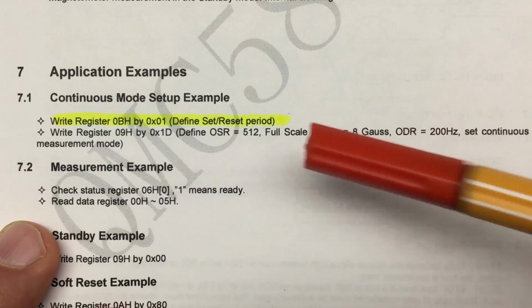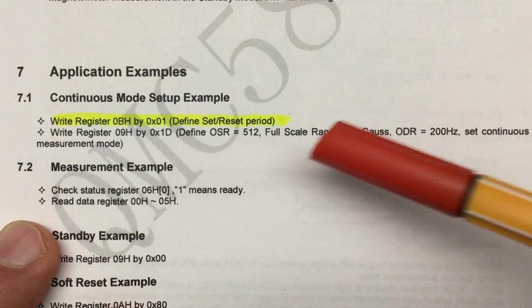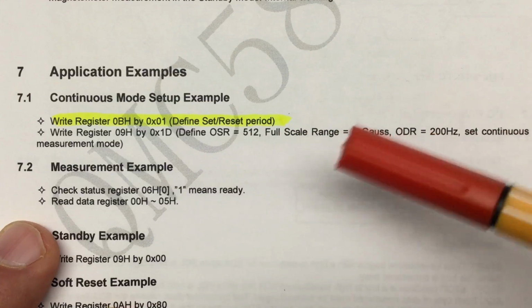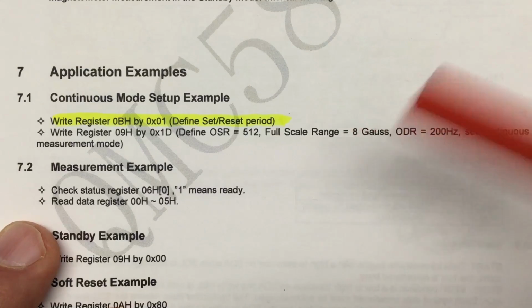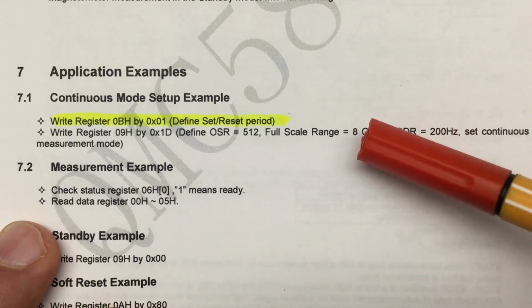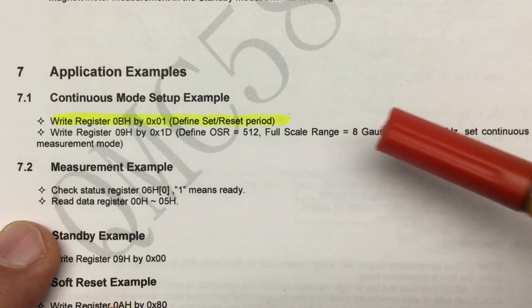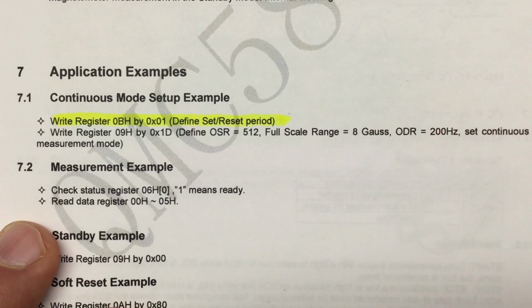And indeed, if you don't write 1 into that register, the chip doesn't work properly. At least I found that you might get magnetic readings from it, but for example, not the temperature readings from its internal temperature sensor.